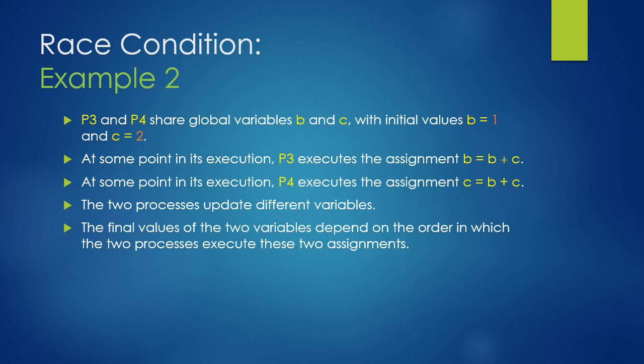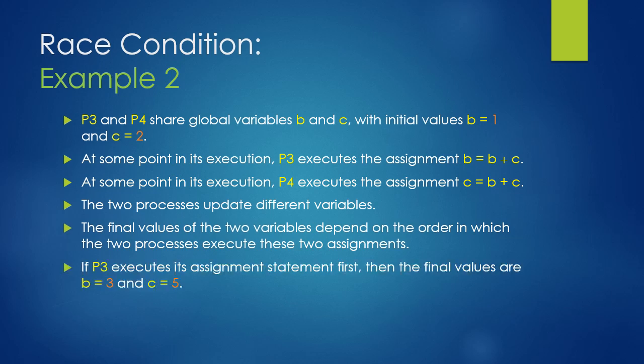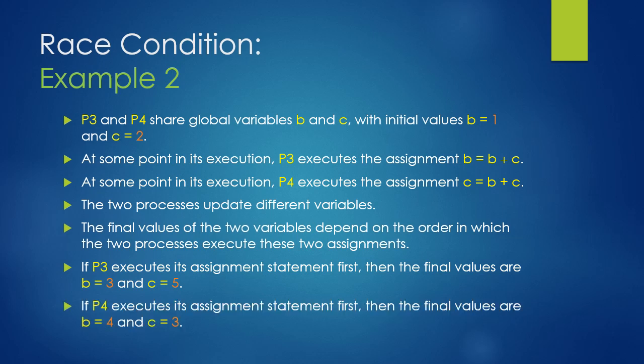However, the final values of the two variables depend on the order in which the two processes execute these two assignments. If P3 executes its assignment statement first, then the final values are B equals 3 and C equals 5. If P4 executes its assignment statement first, then the final values are B equals 4 and C equals 3.